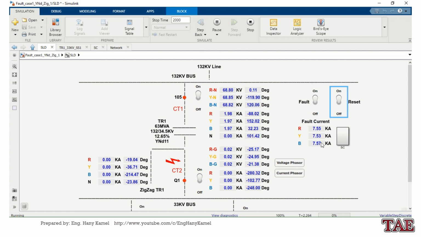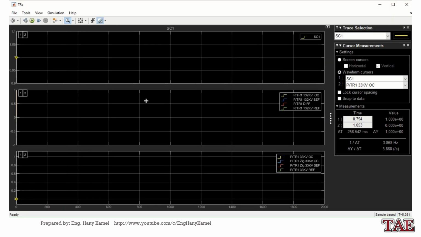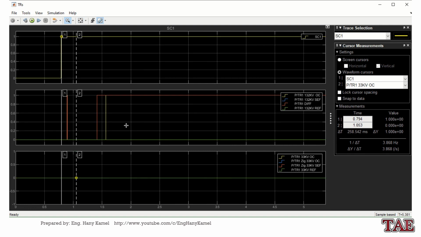We can see the fault current, and because of the fault between transformer and CT, there is no current measurement in CT, because on the load side or other side there is no supply, so there is no current from CT2, and no current in neutral because it is a symmetrical fault. We can see the fault, we can see trip signals.